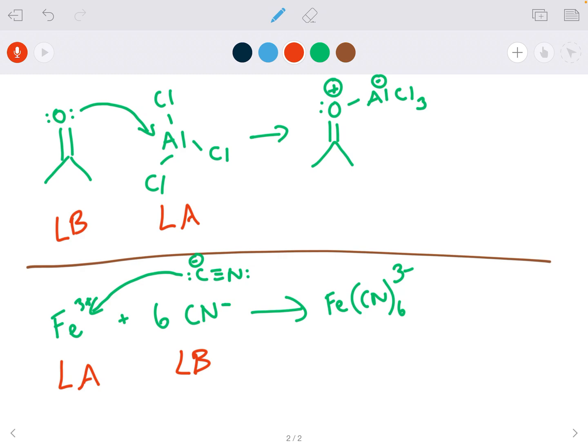So when determining what the Lewis acid and the Lewis base are, just look at which of them is donating that electron pair, because that's going to be the Lewis base, and which is accepting that electron pair, and that is the Lewis acid.